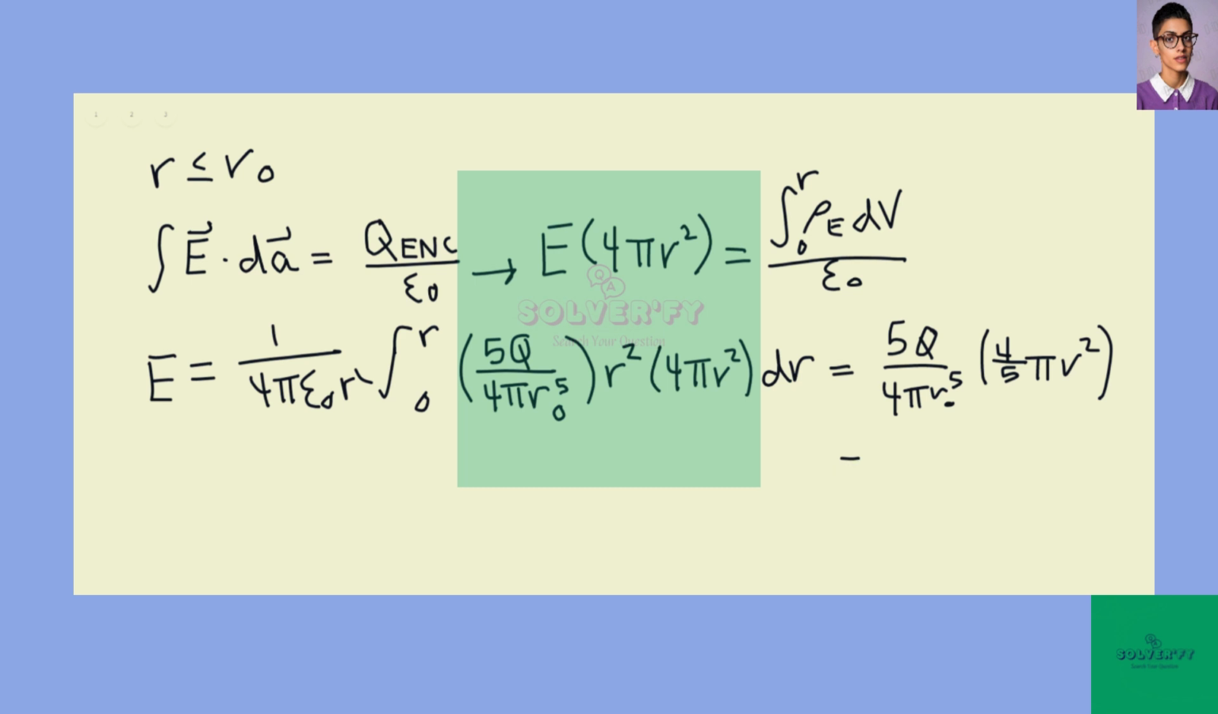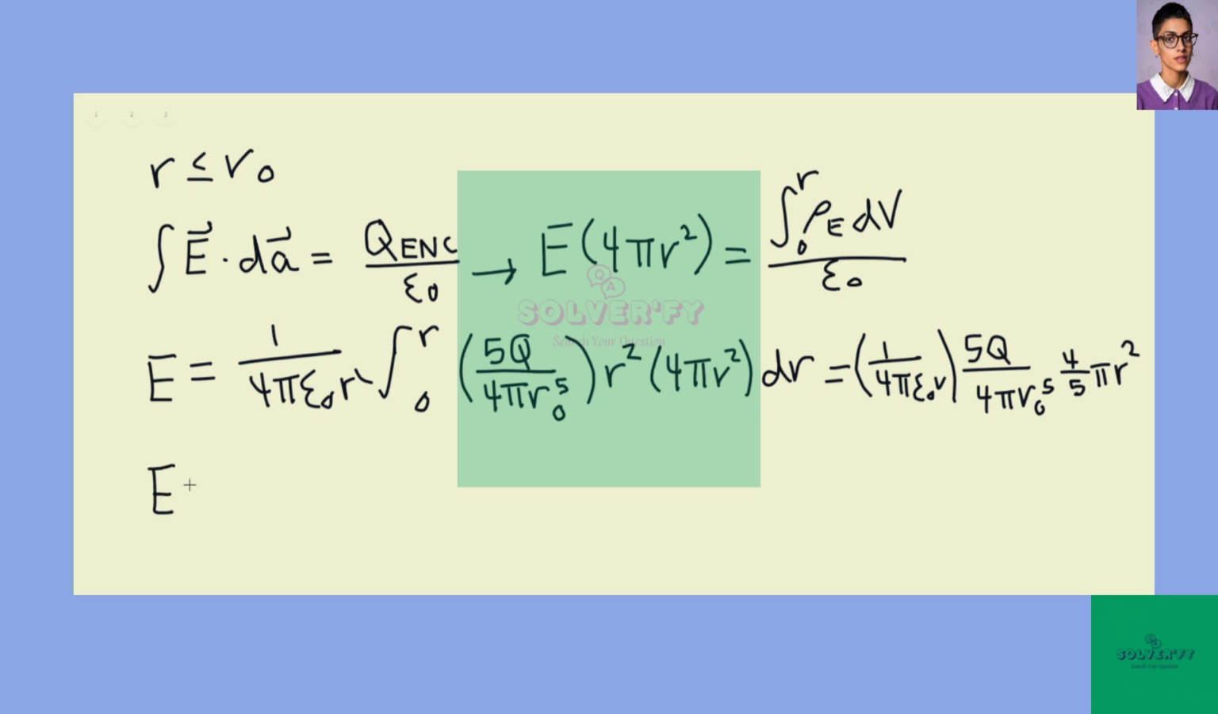Oh, you know what? Let's take a step back. Might be going a little bit too far. So let's include this piece that wasn't originally in front of the integral that I moved over the side: 1 over 4 pi epsilon naught r, now times all that stuff, the result of the integral: 5q over 4 pi r naught to the 5th times 4/5 pi r squared.